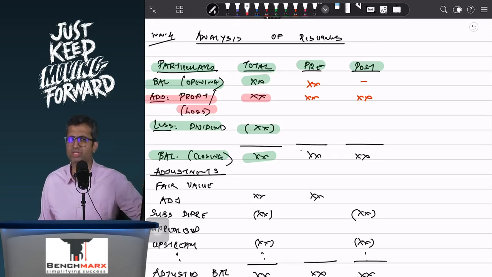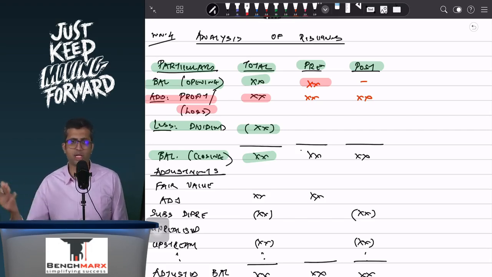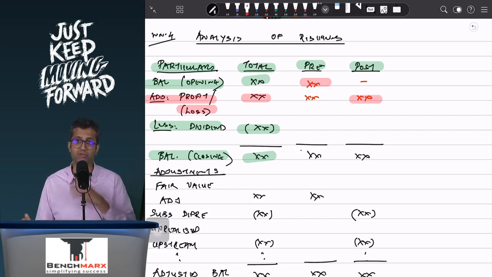Now, you will have to segregate between pre and post. Usually, the opening balance is prior to the date of acquisition and hence will be pre. The profit during the current year depends. If the date of acquisition is at the start of the year, 1st April, then the entire 12 months will be post-acquisition. It is earned after the date of acquisition.